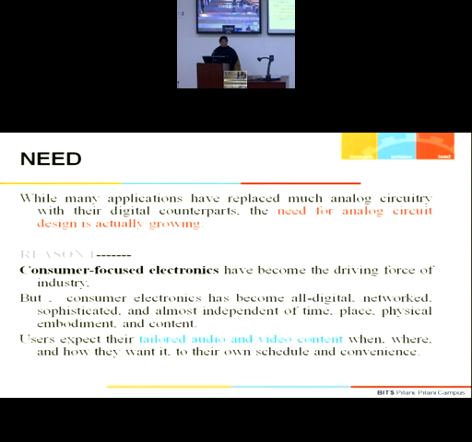And analog circuits will keep on growing, because now the focus is on giving tailor-made solutions for consumer electronics. Your mobiles are tailor-made nowadays. What do you want? You have that kind of system available to you. You can choose what you want, and accordingly get a solution. So consumer-focused electronics, tailor-made solutions.